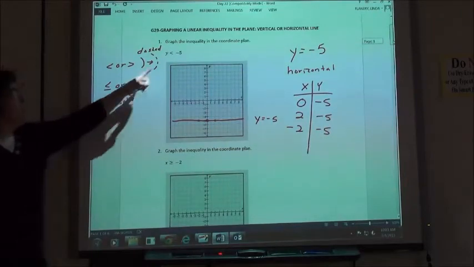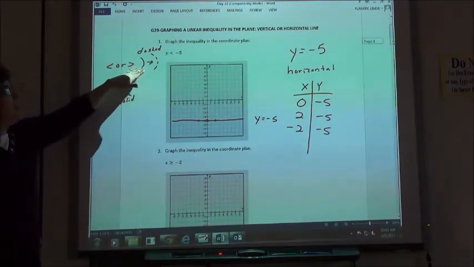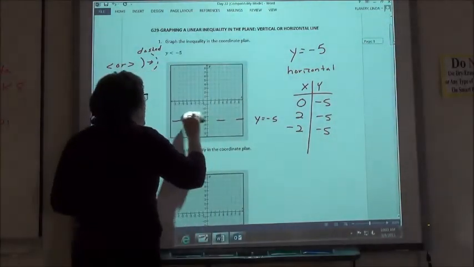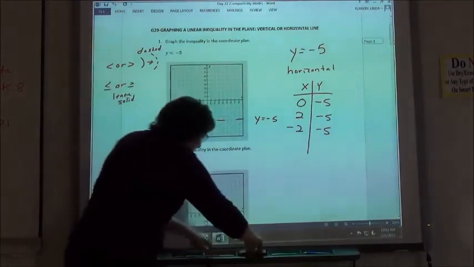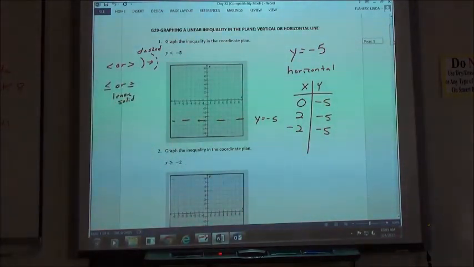So on this one we look up here, it just has the less than, it doesn't have the equal to, so we have to click on the tool that changes it. Then we click on our line, and instead of having a solid line, it's going to be a dotted line. Probably erased too much of my line. But it's going to be a dotted line in this case.